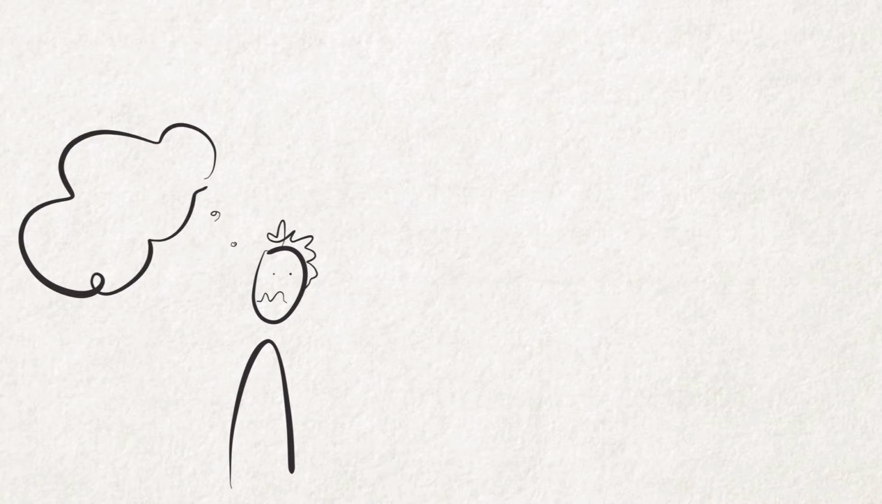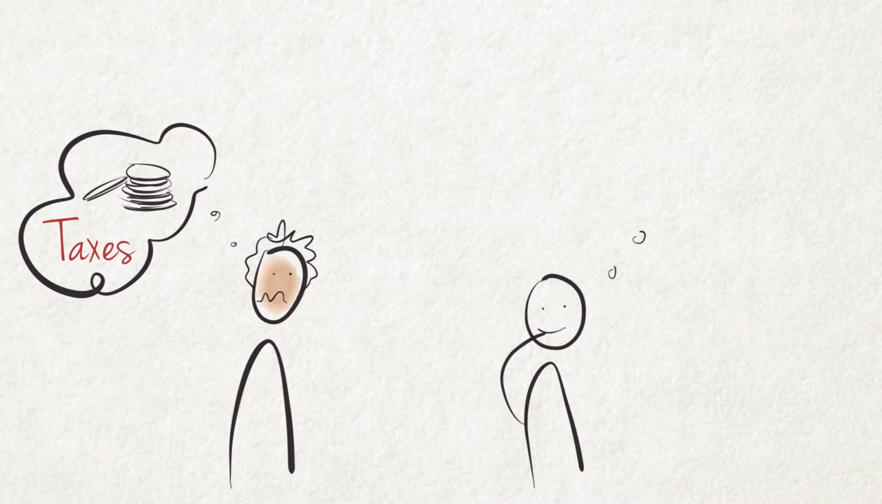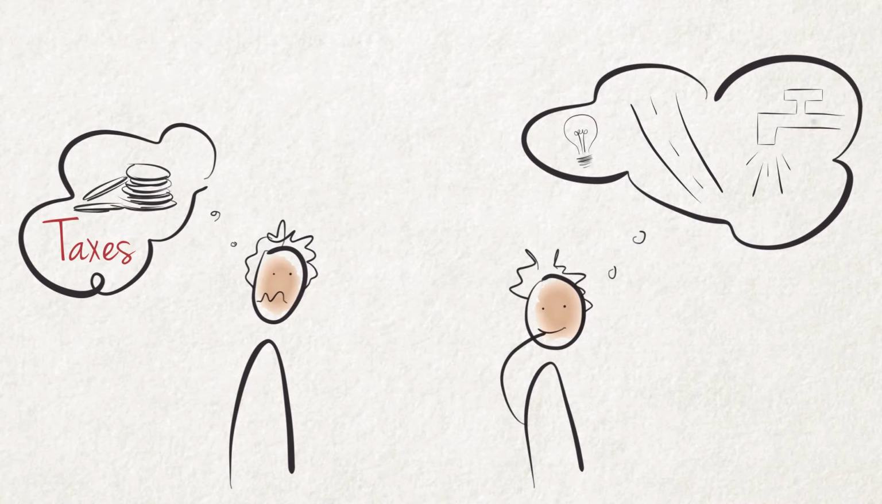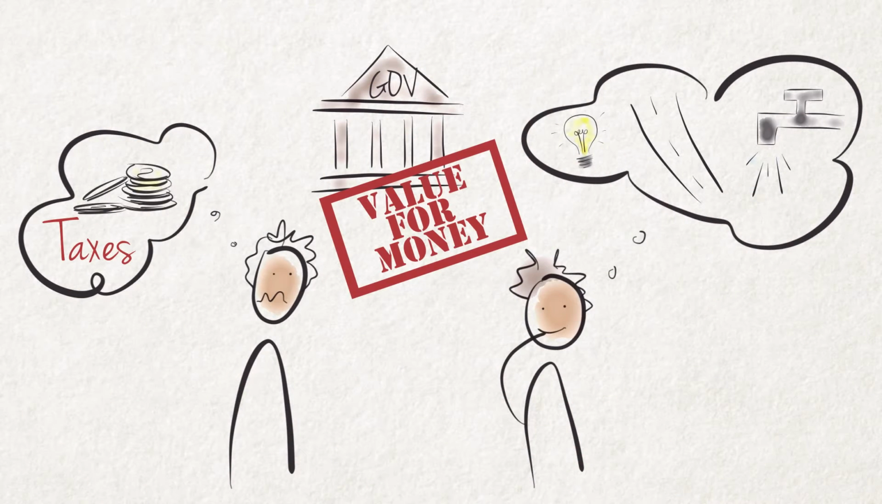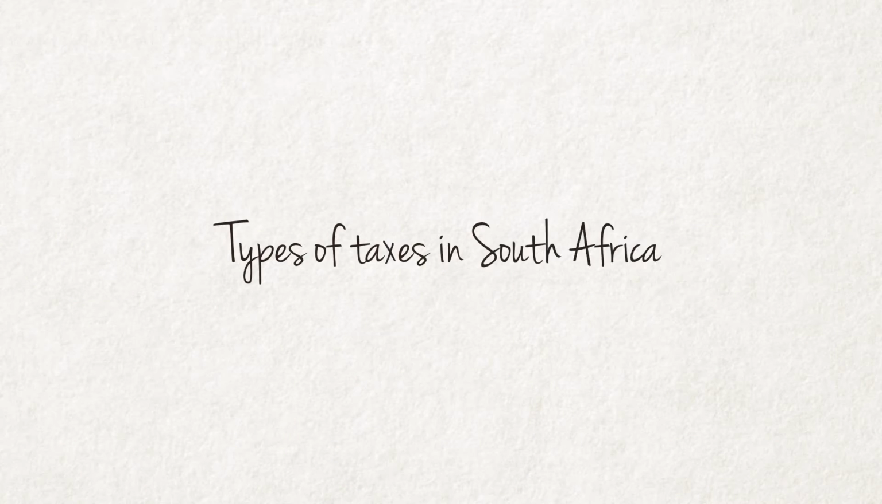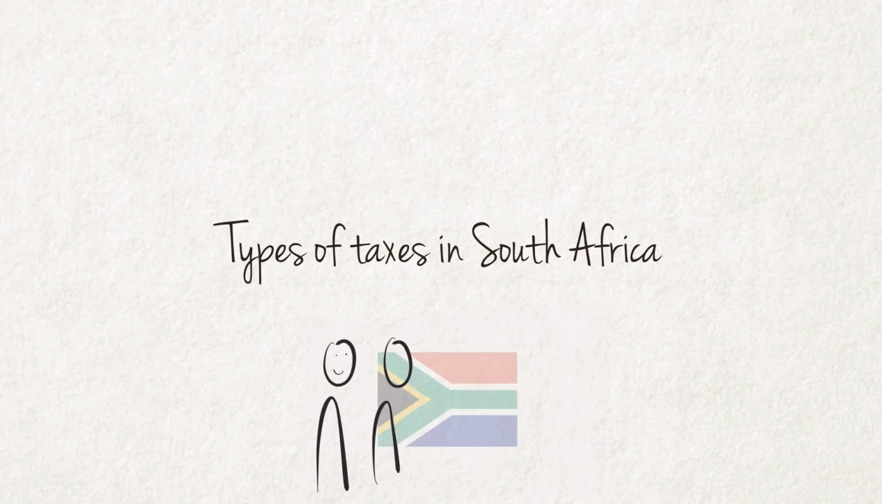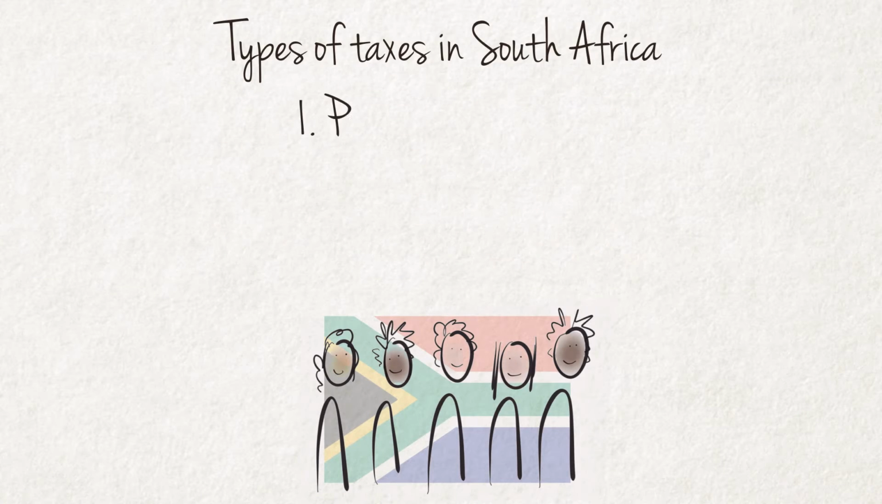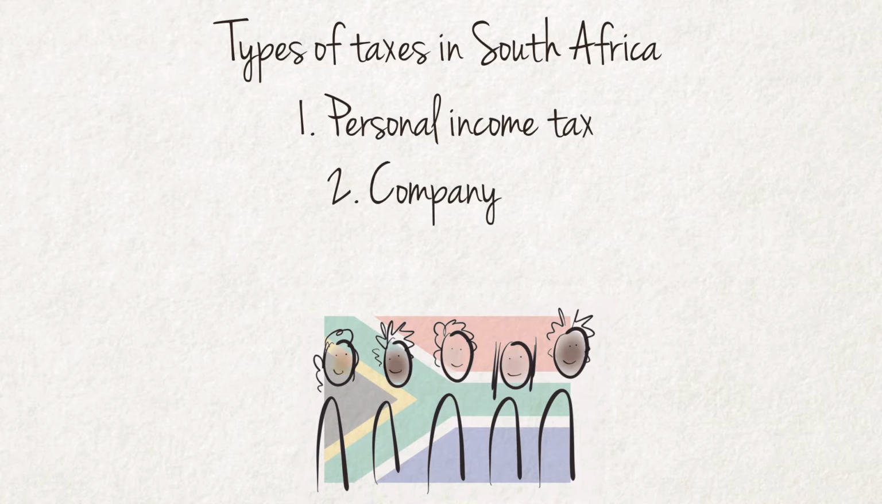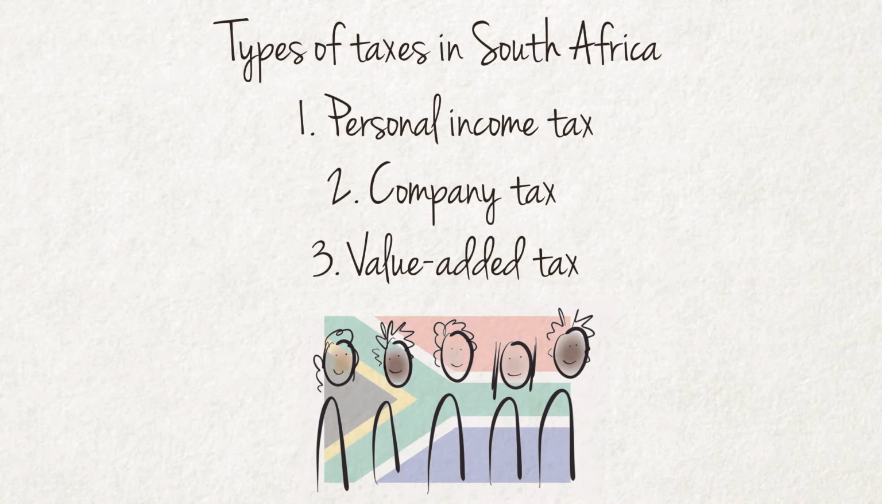People do not like to pay taxes, but nevertheless expect the government to supply them with goods and services. It is therefore important for the government to make sure that taxpayers feel they get value for the money paid as taxes. Types of taxes in South Africa. South Africans pay a number of taxes to fund the government's expenditure. The most important of these are personal income tax, company tax, and value-added tax. Next, we look at these and some other types of taxes in more detail.